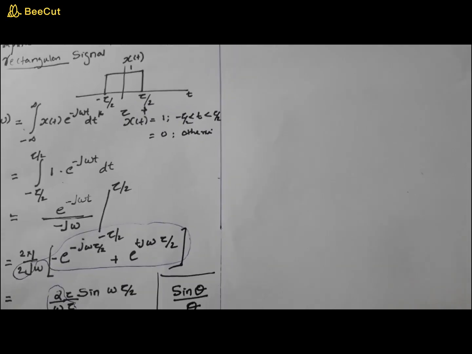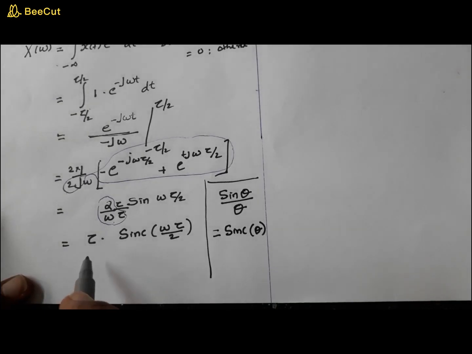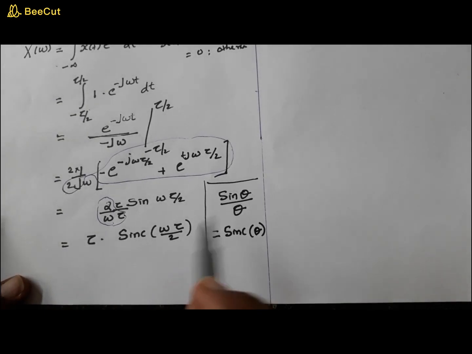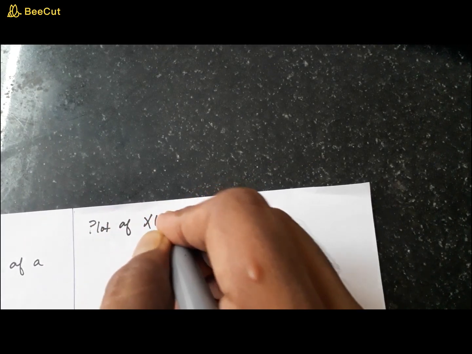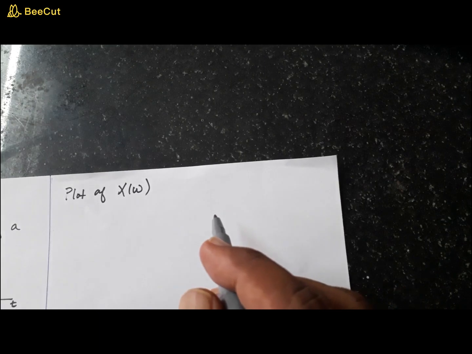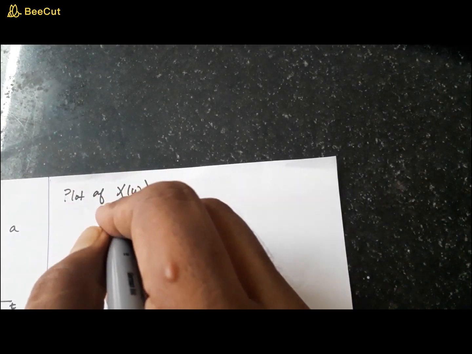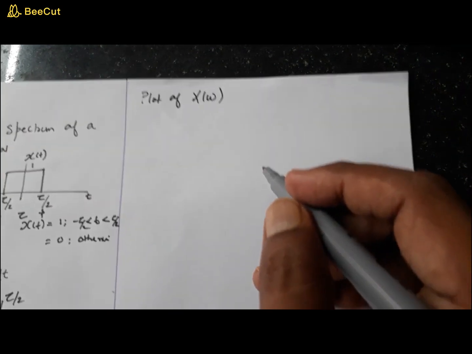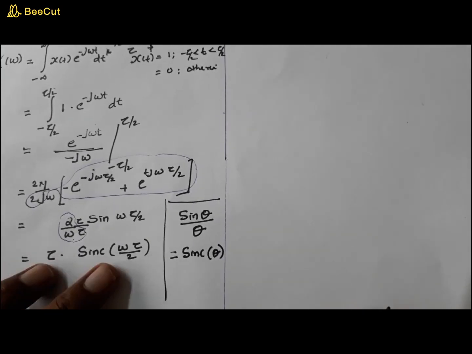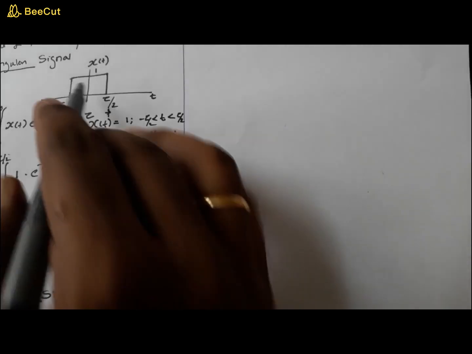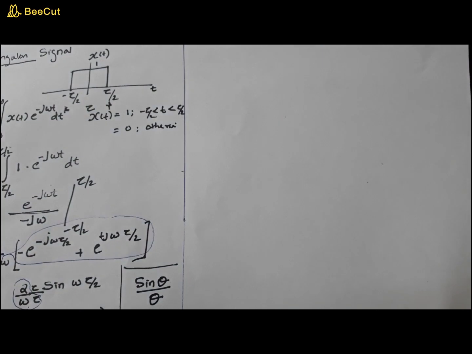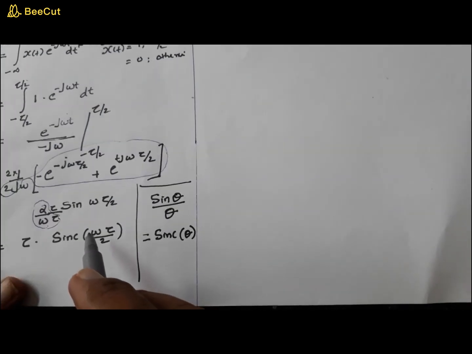Now we have derived this expression for X of omega. This is going to be the Fourier transform of the signal. Now I'm going to have a plot of X of omega, that's going to be your amplitude spectra. Let's see how this spectra looks like. We know that this is tau into sinc of omega tau by 2. Tau is a constant, the pulse width, so the only variable is omega.